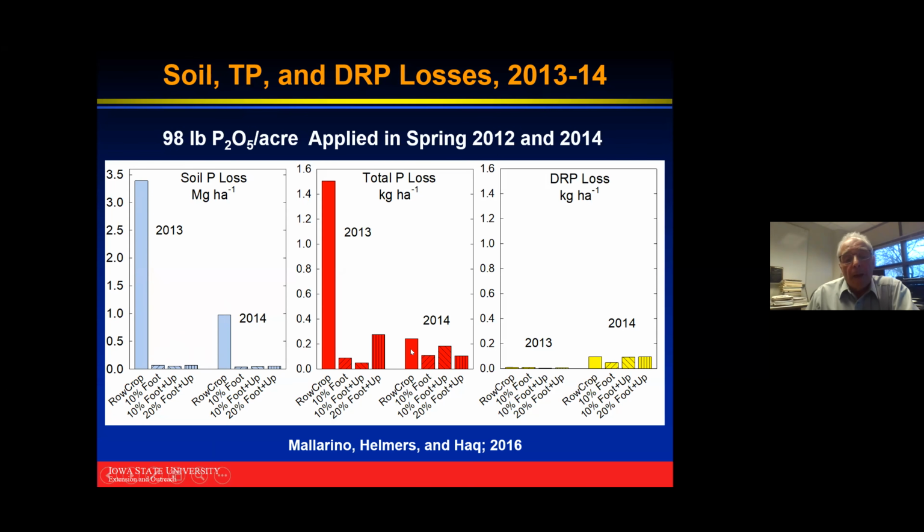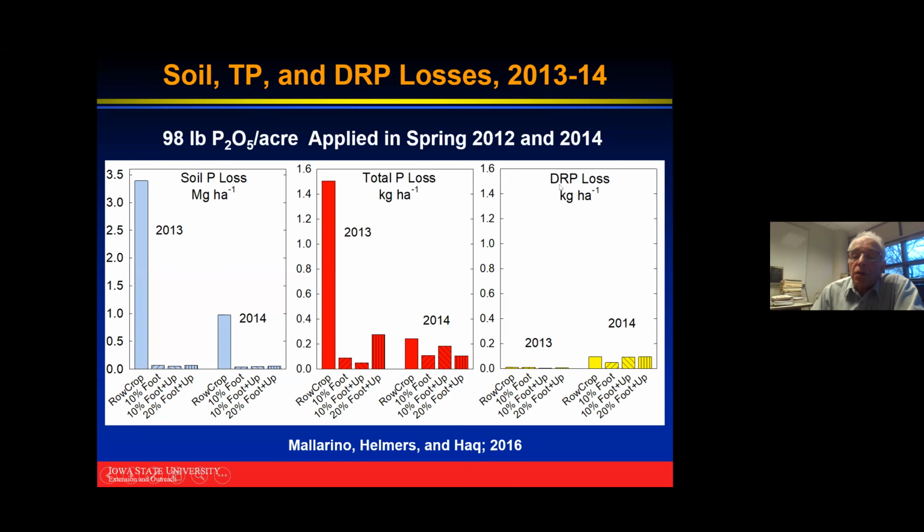And we see that also any of the strips strategies cut the loss, and there are small differences, you know, between the strips. In 1 year, the 20% foot slope and upslope combination didn't work as well as the others for some reason, but there were no statistically significant differences between the strips in terms of total P.